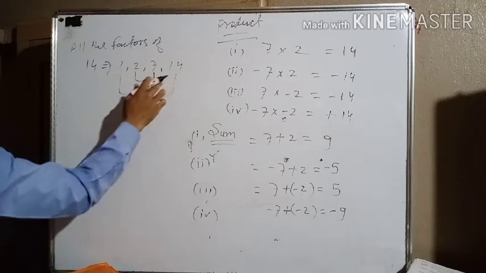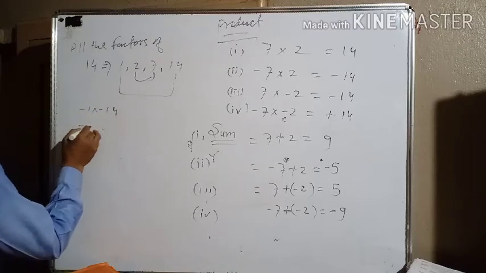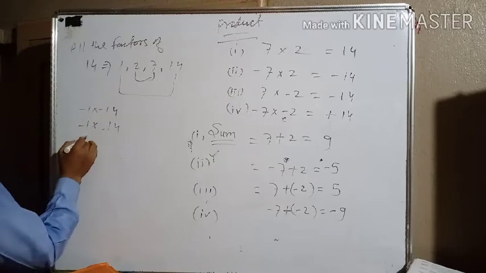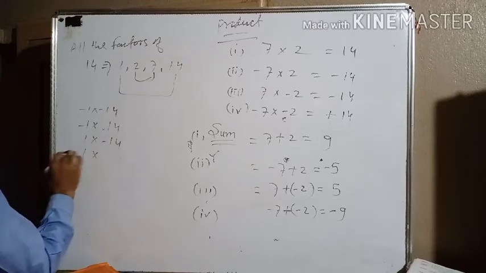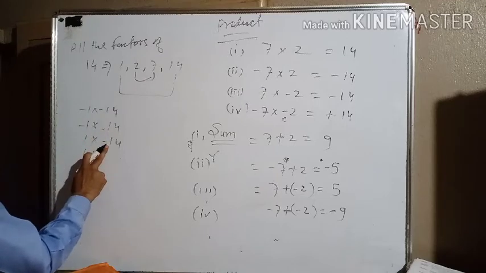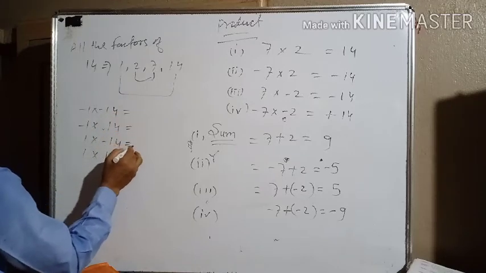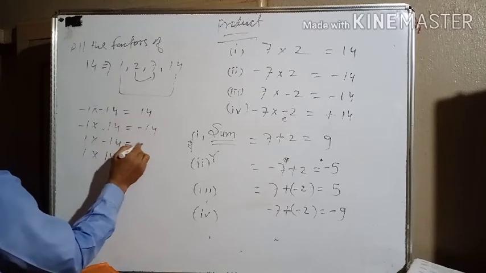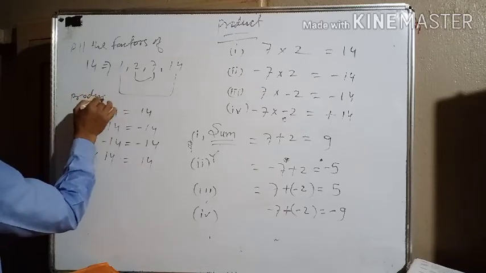When I take 14 and 1, here -1, -14, then -1, +14. Okay. Then +1, -14, and +1, +14. Both negative, minus positive, plus negative. Now both positive. In this case, you get the product: here +14, here -14, here -14, here 14. These are the products.